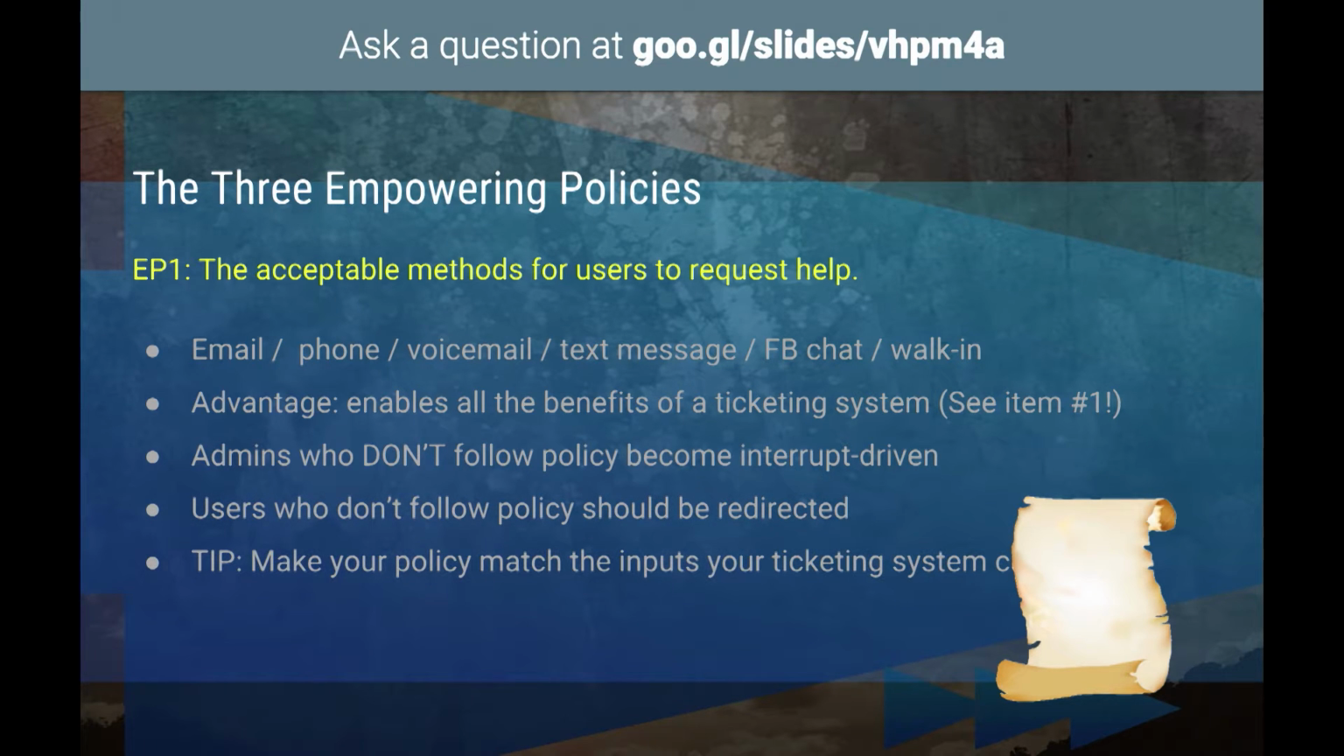So one thing you might consider doing is making your policy match whatever inputs your ticketing system supports. That's a good place to start if you are looking for something to do.